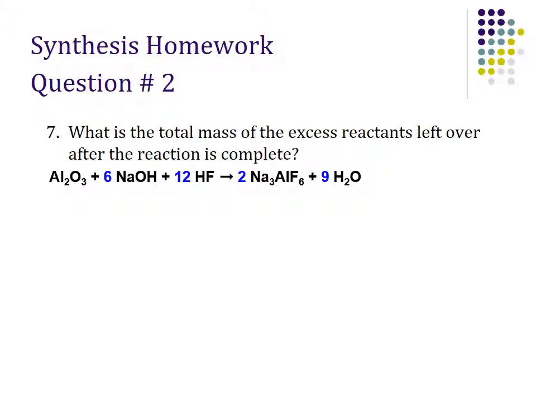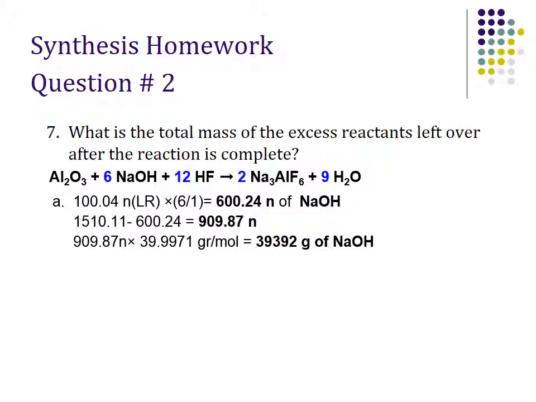The next part of the question reads, what is the total mass of the excess reactants left over after the reaction is complete? We know that the limiting reagent is Al2O3. It is going to be consumed completely in the reaction. We are now interested in finding out how much of the other reactants we need in order to completely react with 100.04 moles of Al2O3 and not have anything left over. To do so, we multiply the moles of the limiting reagent by the ratio between NaOH and Al2O3, in this case 6:1. We get 600.24 moles of NaOH. This means that we only need 600.24 moles to react completely with the 100.04 moles of Al2O3.